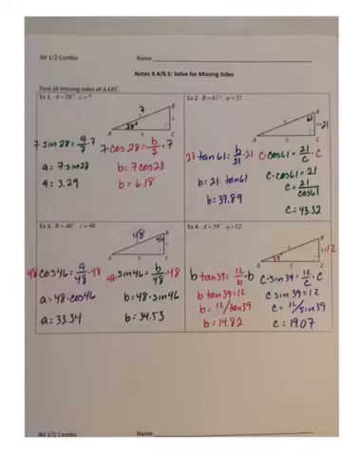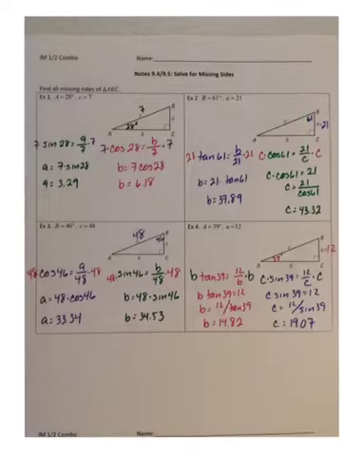Alright, so example 2. This time I'm given angle B is 61 degrees. Side A is 21. So looking at this, I have the adjacent leg. I need the opposite leg. I need the hypotenuse. So I'm going to go for the opposite leg first. So opposite and adjacent is tangent. So I say tangent 61 equals b over 21. I multiply both sides by 21. So b equals 21 times the tangent of 61. Plug that into the calculator and I get 37.89.